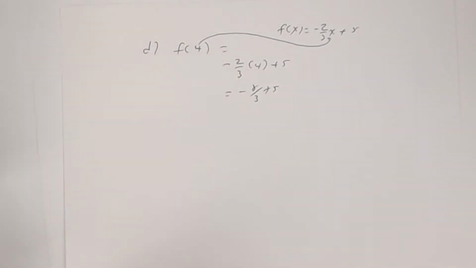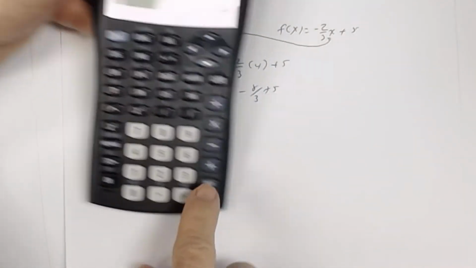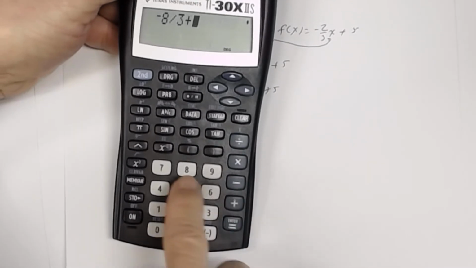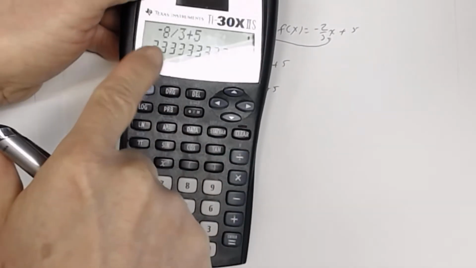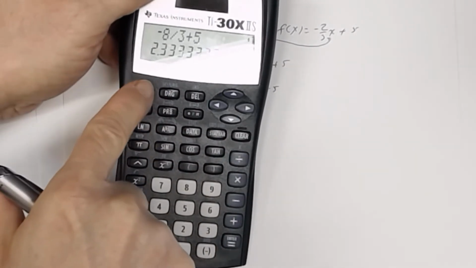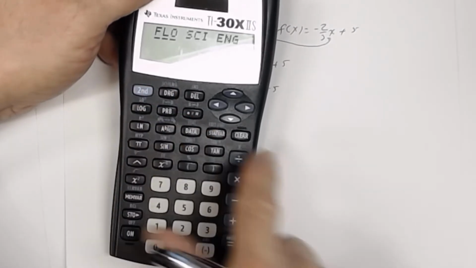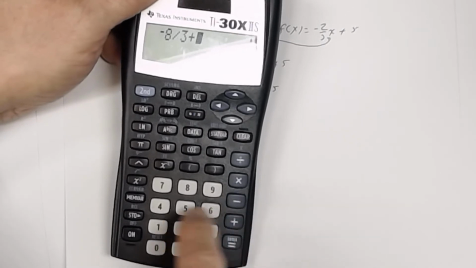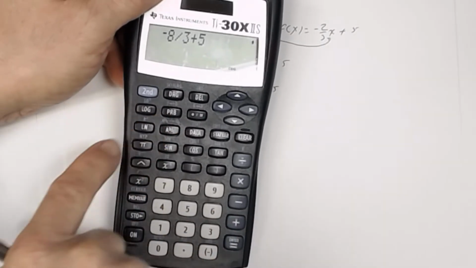Okay, so when you use your calculator, you just say negative 8/3 plus 5, equal, and then just change it to a fraction. So in my calculator, I've got to do this. Oops, wrong one, sorry. So let's do it again. Negative 8/3 plus 5.